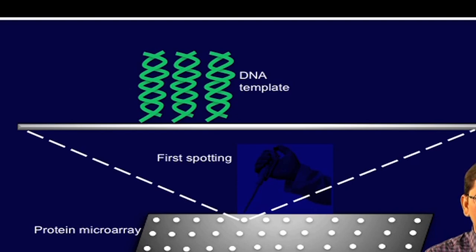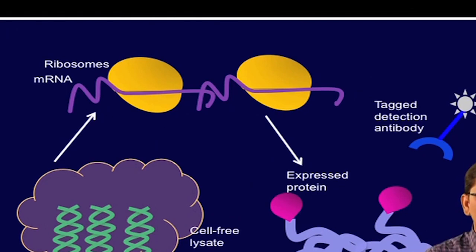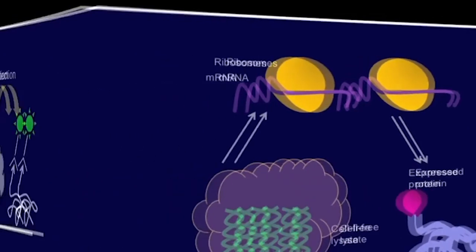In the multiple spotting technique or MIST, the first spotting step, as shown in the slide, involves addition of DNA template onto microarray support. After the first spotting is performed, cell-free expression mixture is directly transferred on top of the first spot. In this way, with two printing steps, on top of each DNA template, cell-free expression system is also printed. After incubation, both transcription and translation happen and proteins are synthesized, which can be detected by detection antibodies.